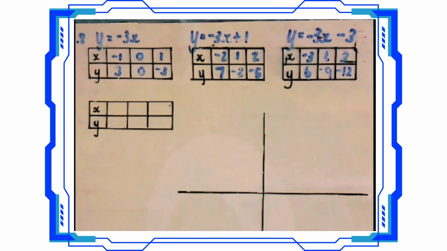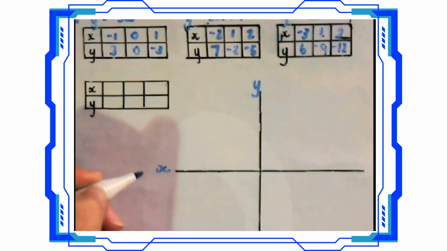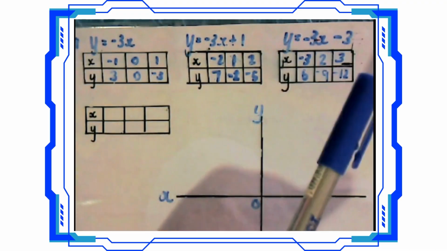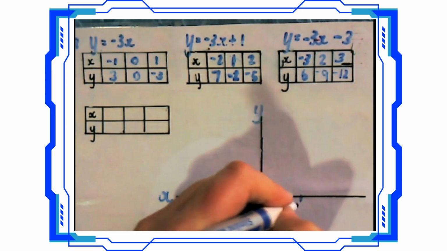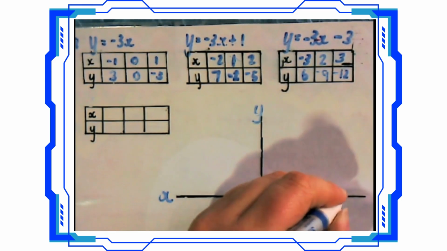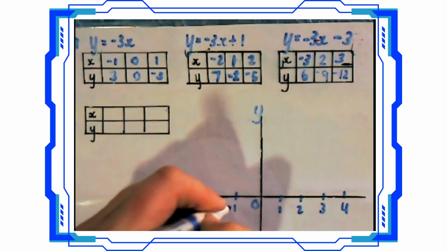So now I can start my drawing. You're going to draw your y-axis. You're going to draw your x-axis. Then I look at my x values. Do they follow one another? Oh, they do quite. So I just divide it into intervals of 1. Both sides.